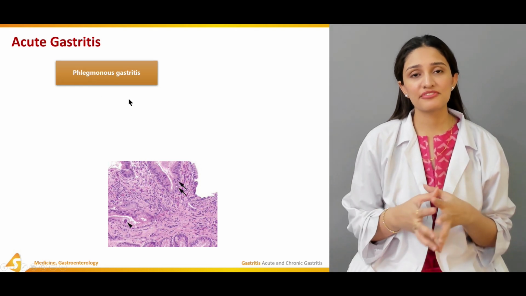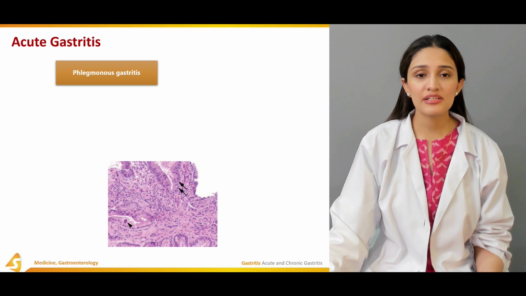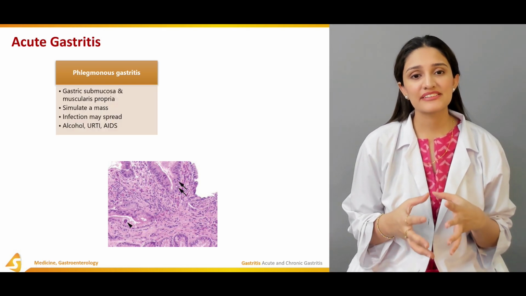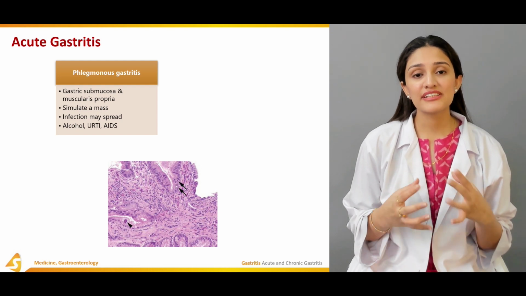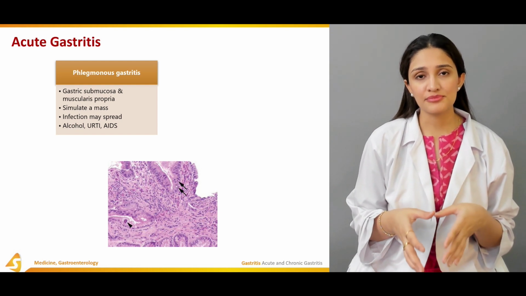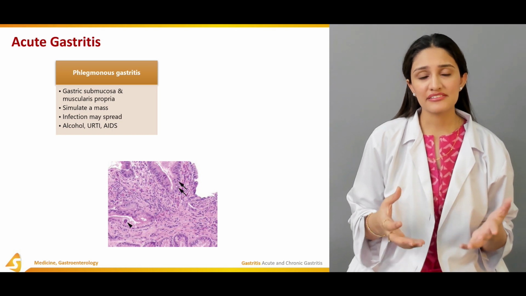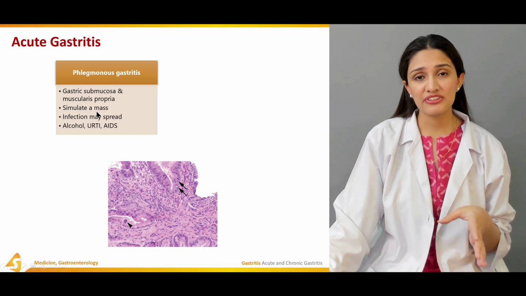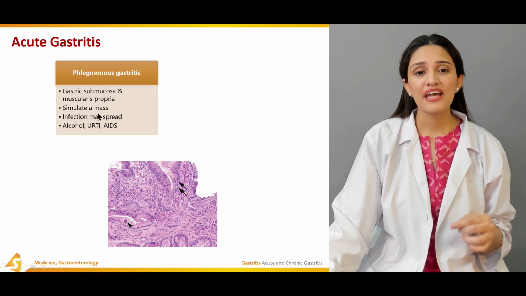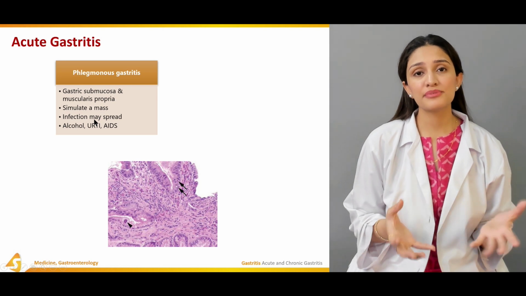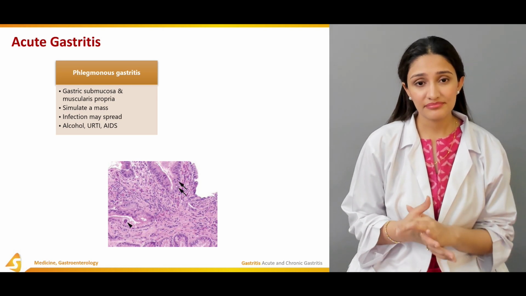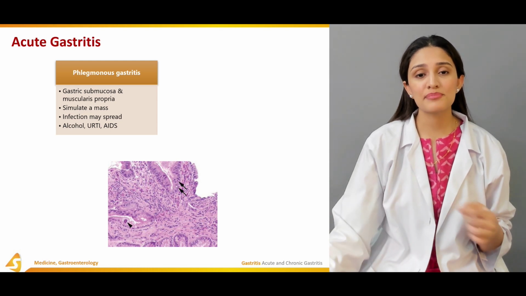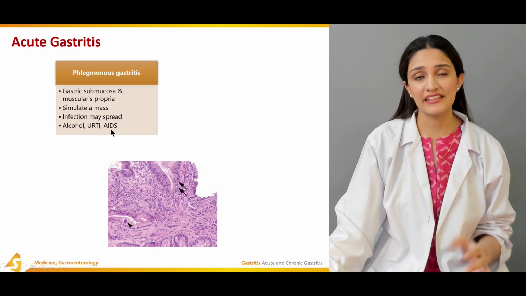So there are two forms of gastritis. One is known as phlegmonous gastritis. In detail, phlegmonous gastritis is the infection of the gastric submucosa and muscularis propria, and it is sparing the normal mucosa. It may simulate a mass-like picture, and the infection usually may spread to the liver and spleen. Other than that, it is usually associated with alcohol intake, upper respiratory tract infection, and AIDS.